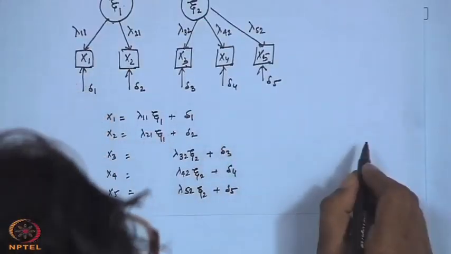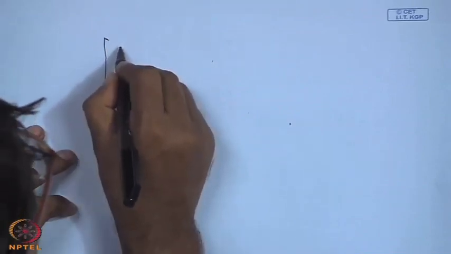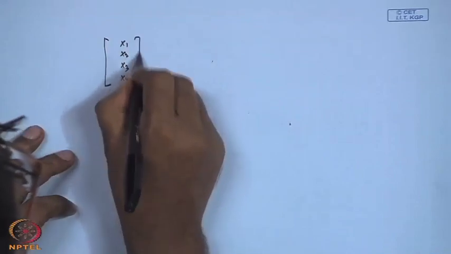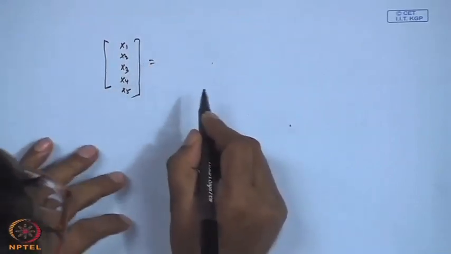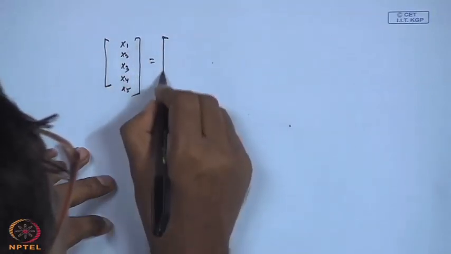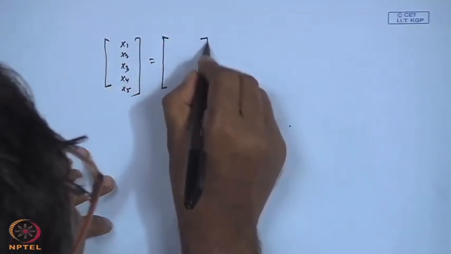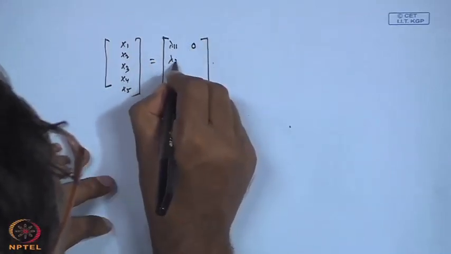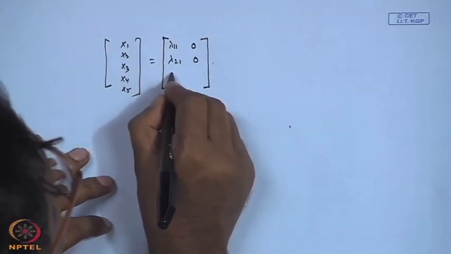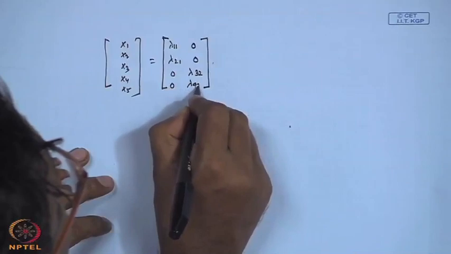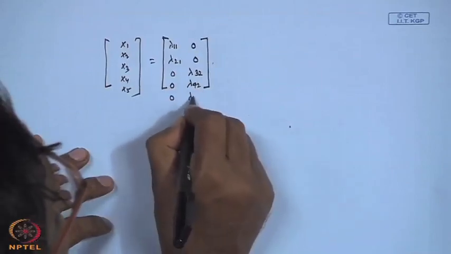So the resultant matrix you have written like this: your x1, x2, x3, x4, x5 equal to, with your xi1, xi2, so write down lambda 1 1 0, lambda 2 1 0, then 0 lambda 3 2, 0 lambda 4 2, 0 lambda 5 2.